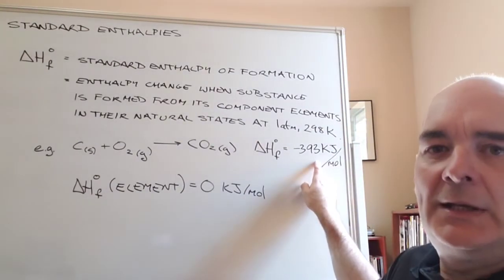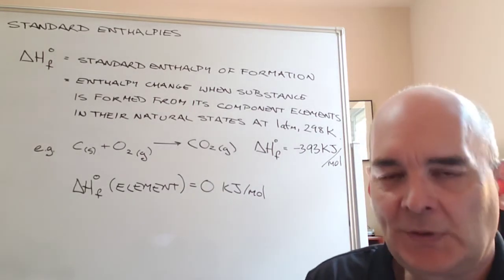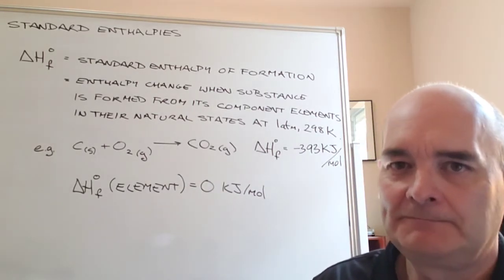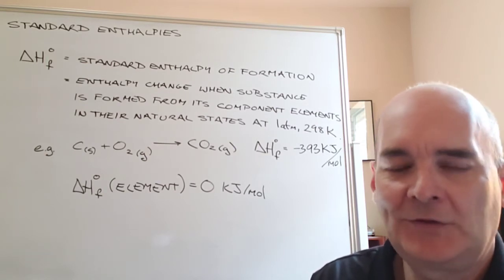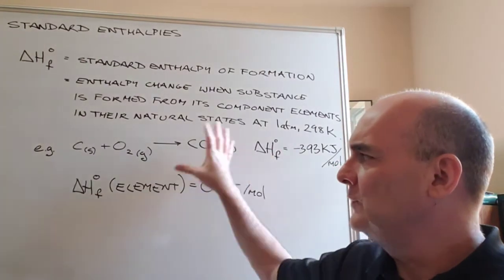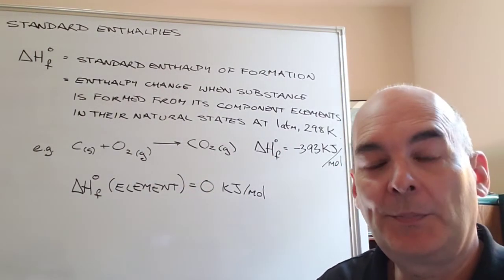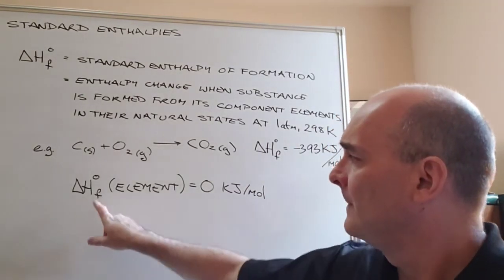393 kilojoules per mole. Well, that's already known, so it's written down in a table, in an appendix, in your textbook. So we don't have to do that reaction again. And now I can use this information to help me figure out other reactions.